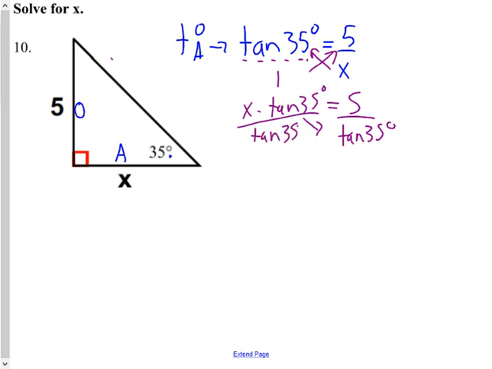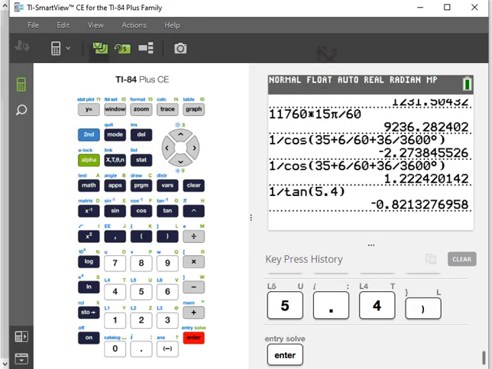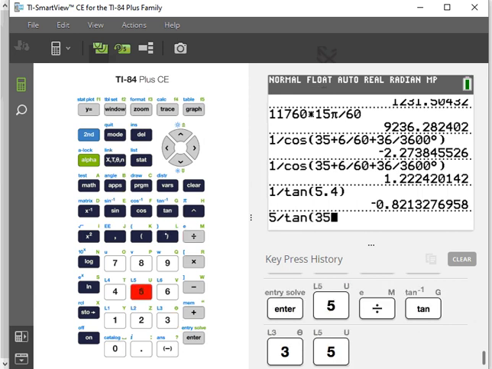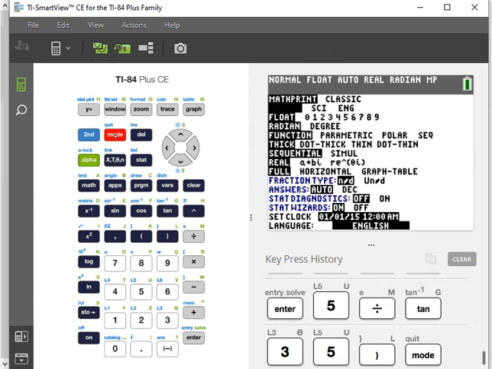And you'll notice that these just did a little flip here. The x and the tangent switch spots, and we get x is 5 divided by tangent of 35. Now a little note, we are back in degrees. I'm not trying to be a pain, but it is a pain in the calculator. So we're going to plug this into our calculator. 5 divided by tangent of 35, and we are in degrees.